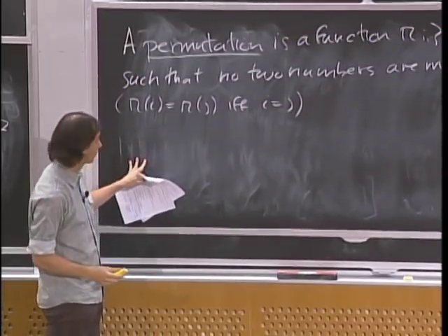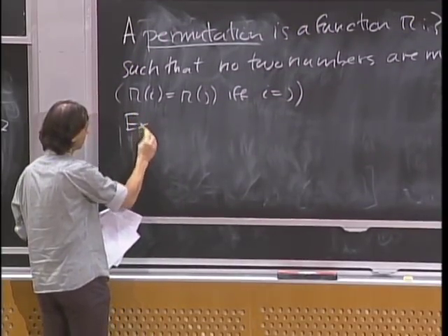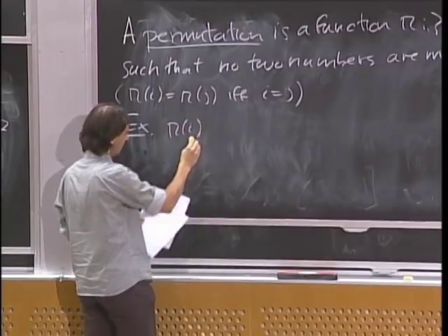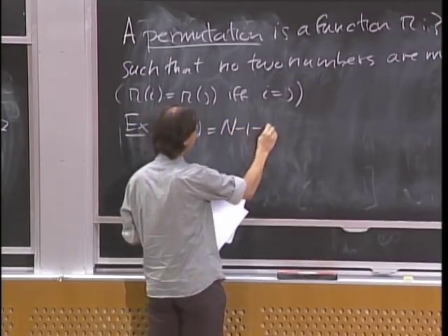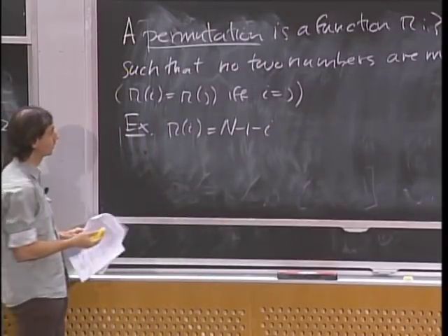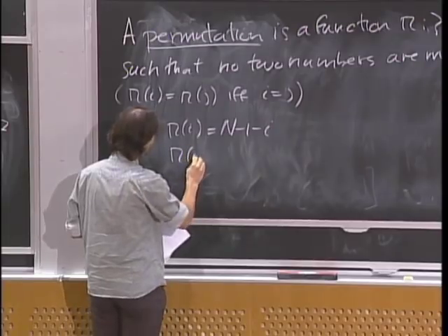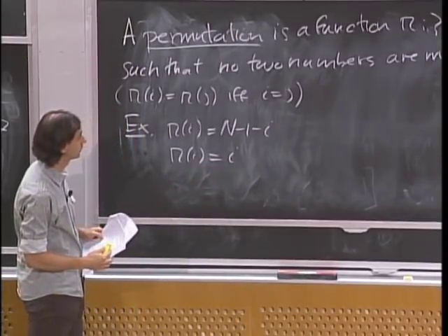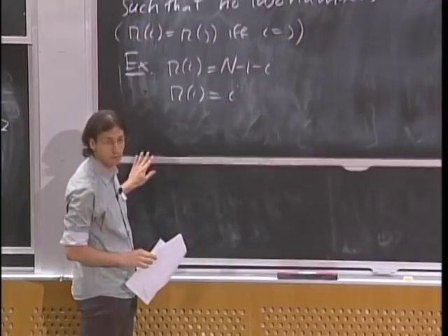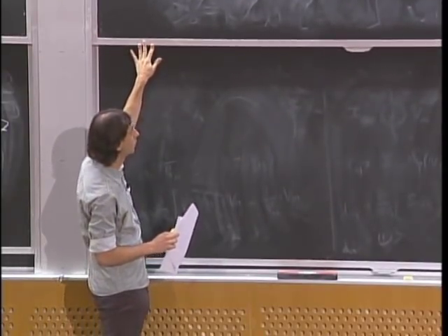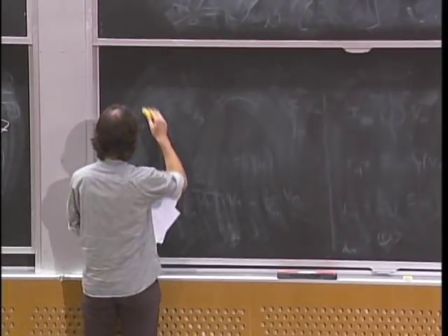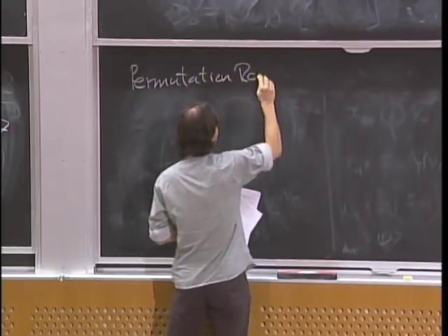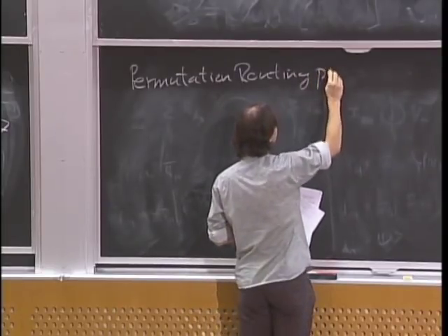So let's have an example to plug into that picture over there. A first example could be pi of i equals n minus 1 minus i. This is a proper permutation. No two numbers map to the same value. Another one could be the identity permutation, where you map i to the same i. So that's another example. Now, how do we use permutations to go towards the idea of congestion? So permutations can be used to formulate the permutation routing problem. And the permutation routing problem is defined like this.